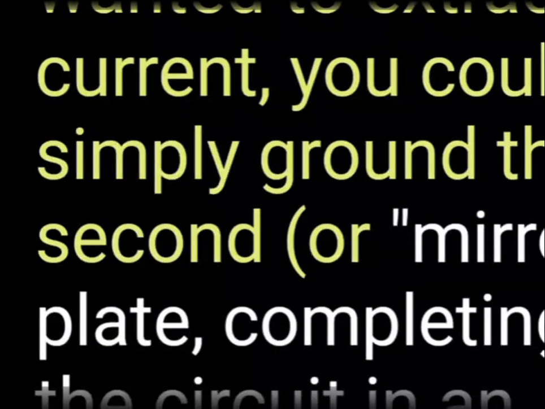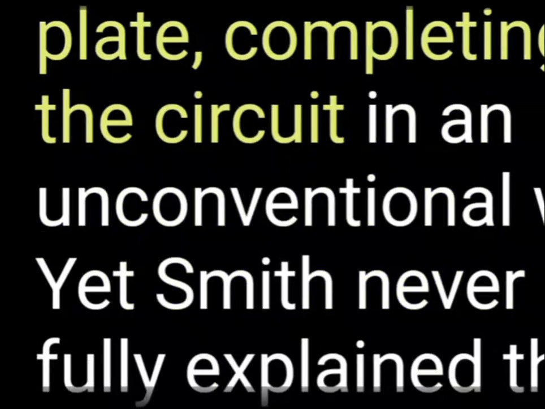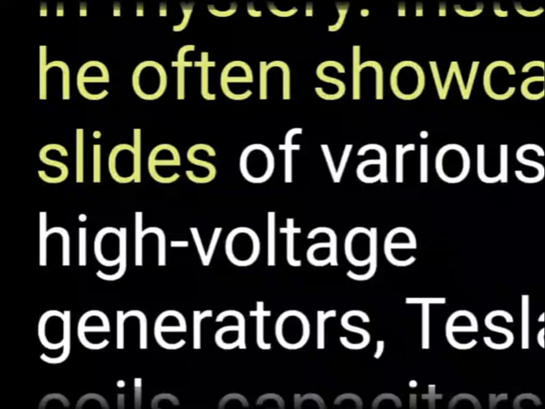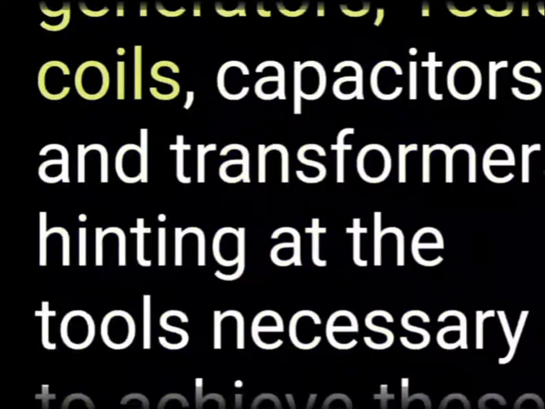Most intriguingly, he claimed that if you wanted to extract current, you could simply ground the second, or mirror, plate, completing the circuit in an unconventional way. Yet Smith never fully explained this process, leaving much of the inner workings shrouded in mystery. Instead, he often showcased slides of various high-voltage generators, Tesla coils, capacitors, and transformers, hinting at the tools necessary to achieve these effects but without detailing how they all fit together. He even claimed that a single 1F capacitor could produce 1 kilowatt of power, a bold statement that invites deeper scrutiny but lacks sufficient explanation.